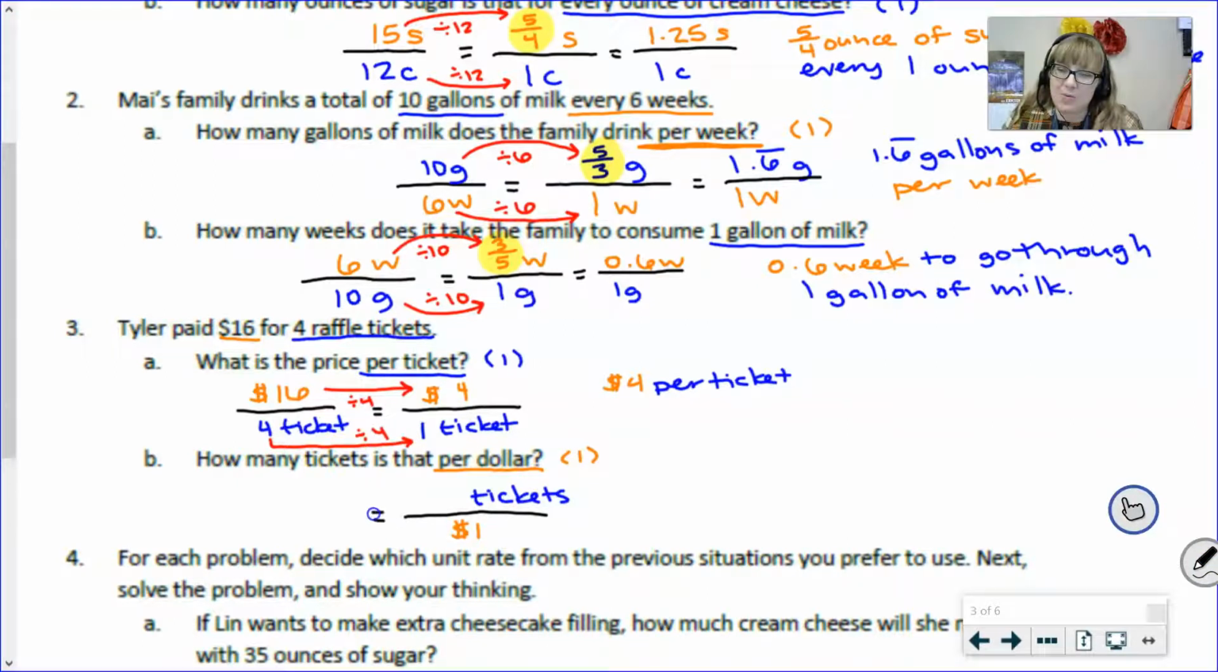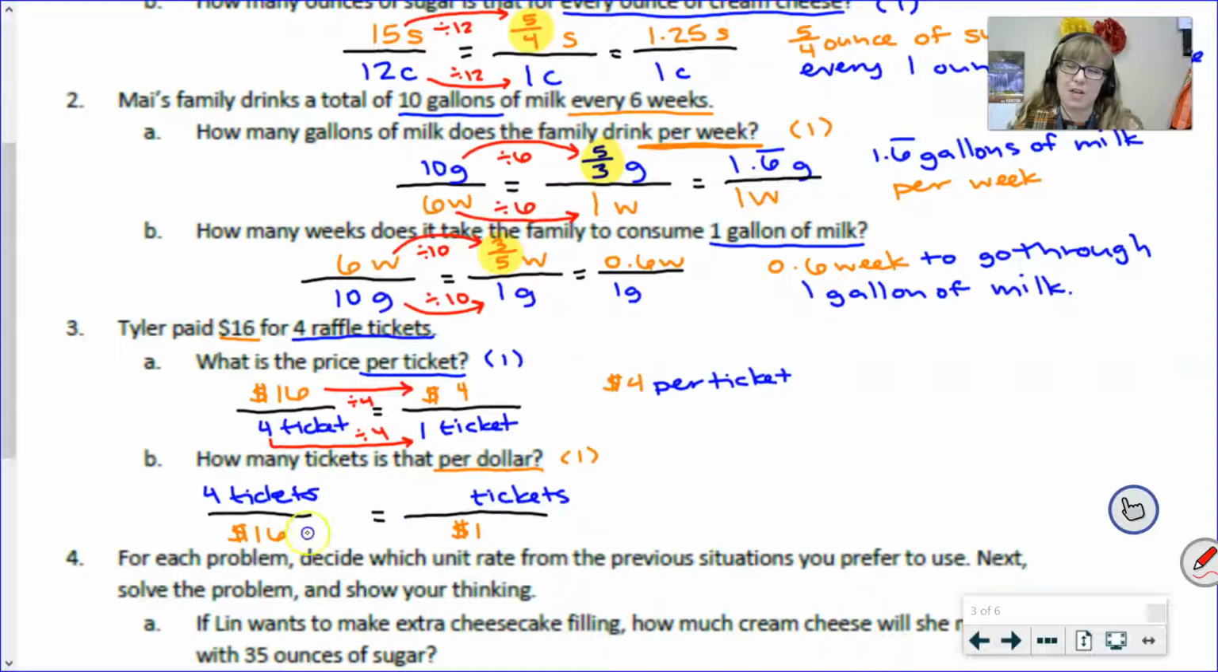And so, setting up the ratio from the beginning, so again, this is the end of the problem, but I start at the end to work backwards. And that tells me that at the beginning of the problem, I'm going to have the dollars on the bottom, so $16 on the bottom, and I'm going to have the tickets on the top, so 4 tickets on the top. And again, setting up the ratio is the hardest part.